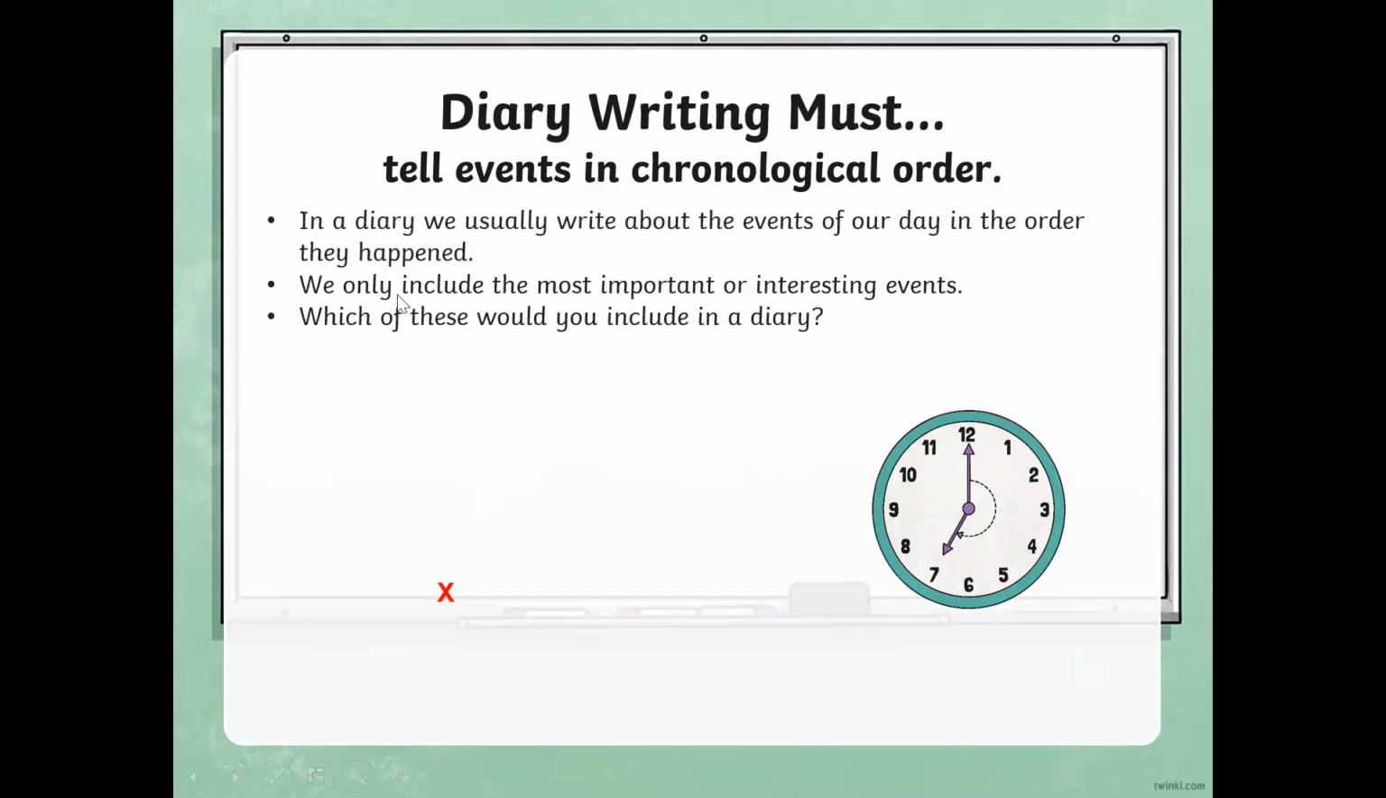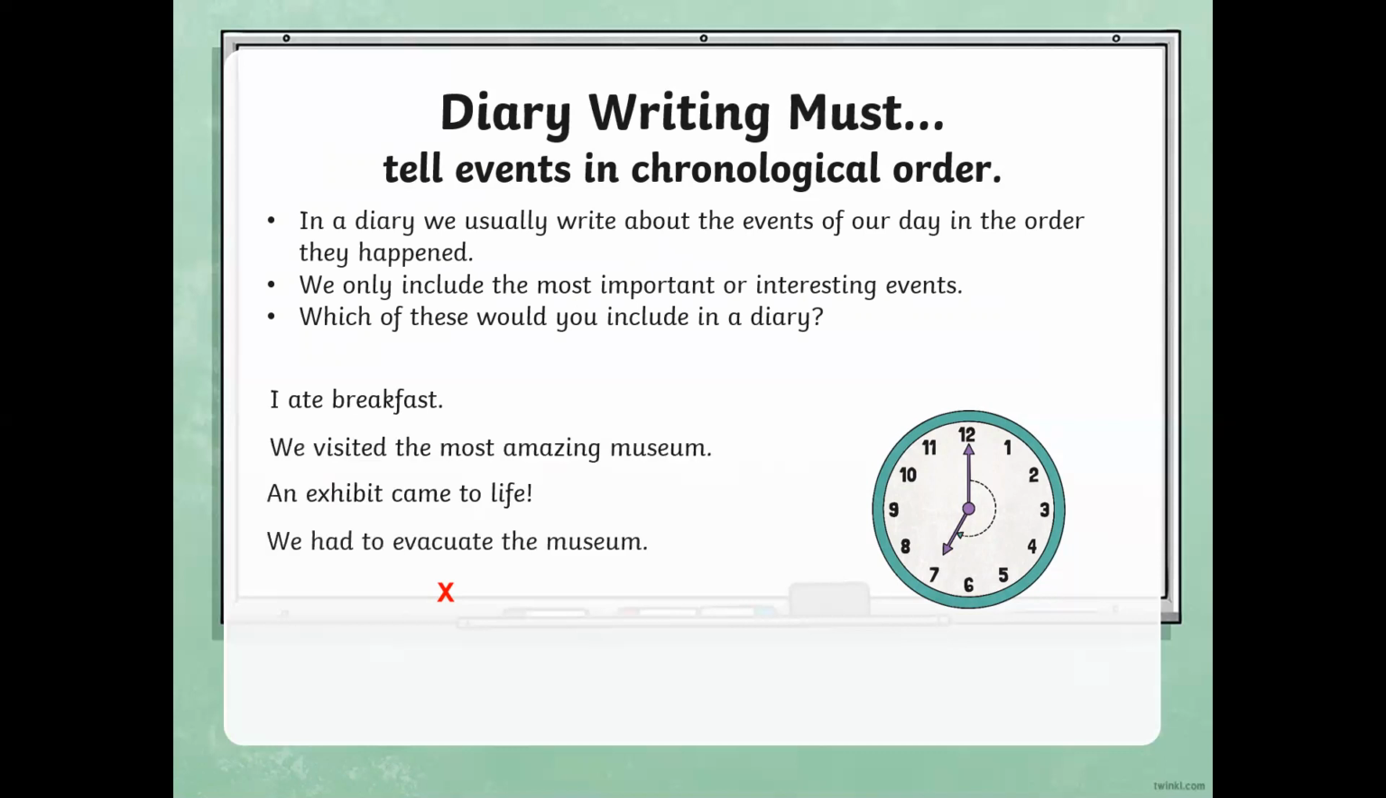Also, only include the most important or interesting events. Not every detail needs to be included in your diary entry. Things like eating breakfast, taking a nap, are not really very interesting things for somebody else to read about. We visited the most amazing museum, an exhibit came to life, we had to evacuate the museum. Those are the sorts of things that a reader would be interested to read.